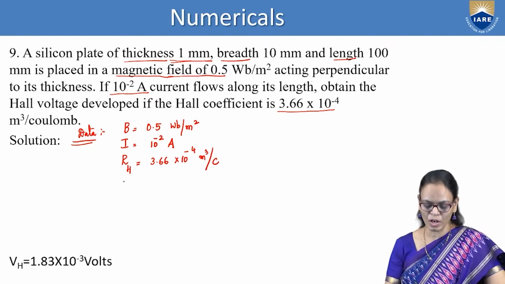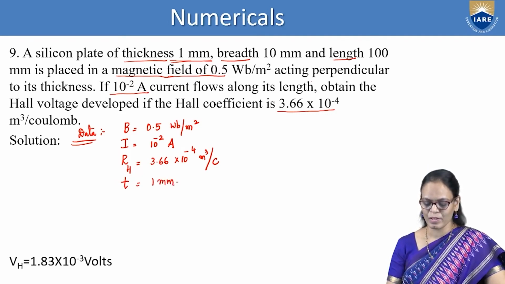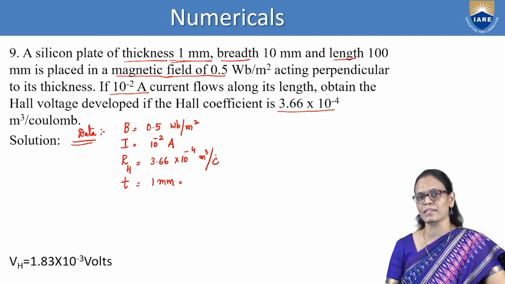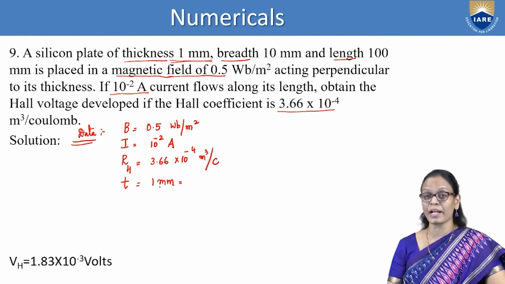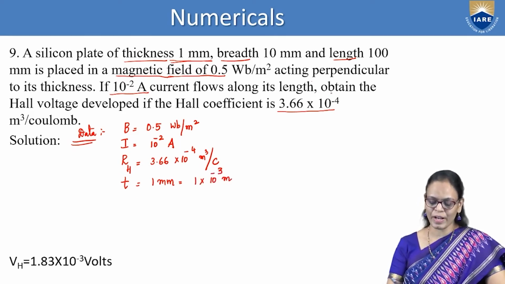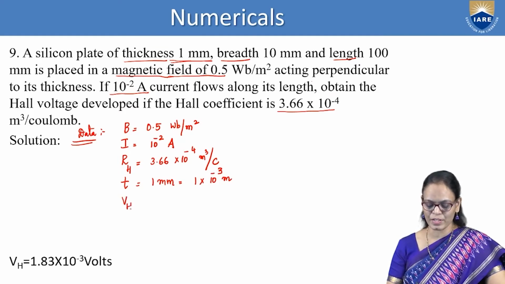And now the Hall voltage is developed along the thickness. T is equal to 1 millimeter. So we will do the conversion here. All the other units are in SI system: Weber per meter square, ampere, meter cube per coulomb. All are in SI. So we need to write this thickness also in SI. So this will be 1 into 10 power minus 3 meter. And what we have to calculate is the Hall voltage. VH is equal to how much?